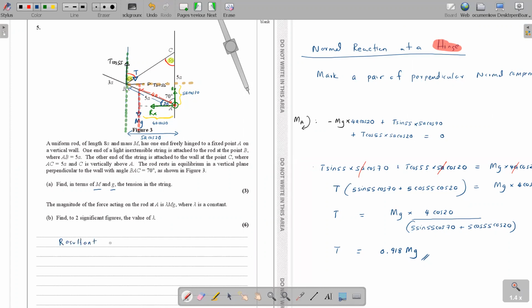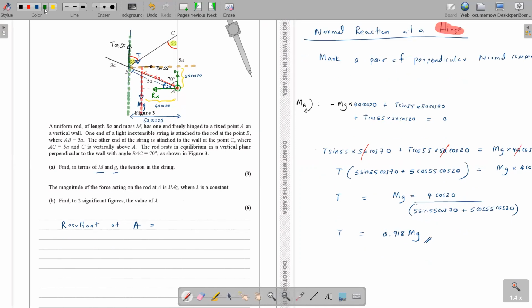How do you get the resultant force at A? What should you do? You know the force acting on A has an x component, Rx, and a y component, Ry. How do you get the resultant of these two forces? You have to square, square, and square root: the square root of Rx squared plus Ry squared. So this resultant is equal to lambda mg.